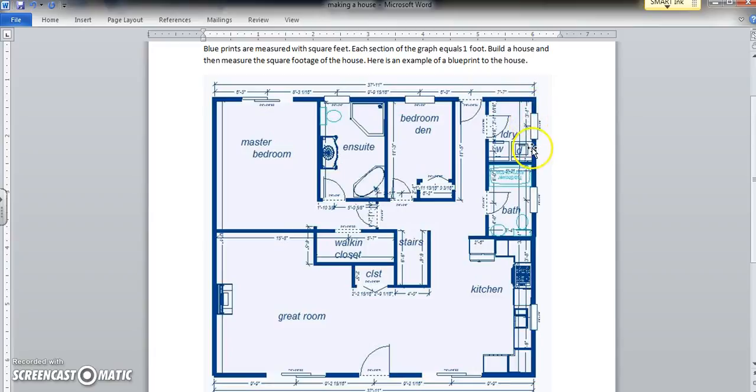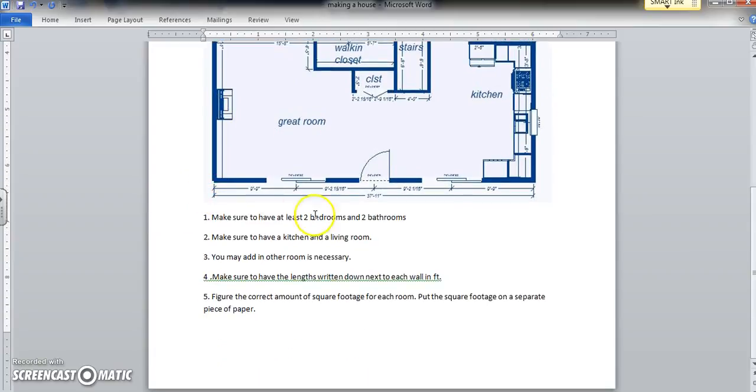And if you look here too, it shows how long each room will be, the side of the room will be. And so here's what you need within your house. You need to make at least 2 bedrooms and 2 bathrooms. You need to make sure to have a kitchen and a living room. You can add any other rooms that you want, but these are the 2 that are needed.